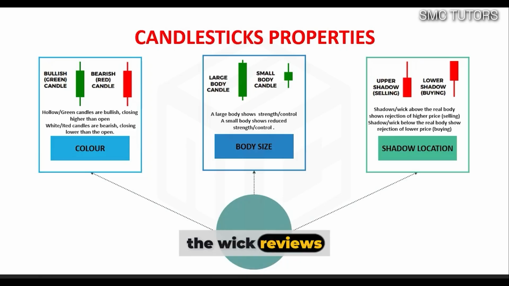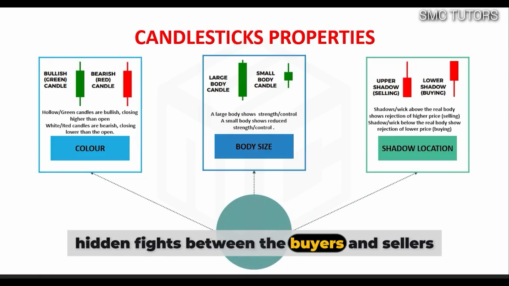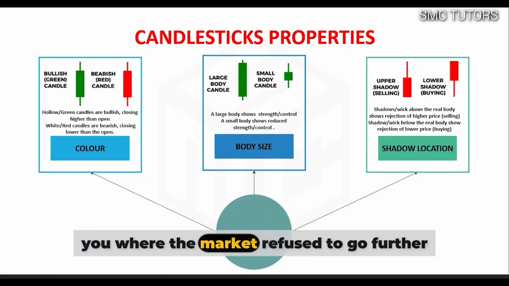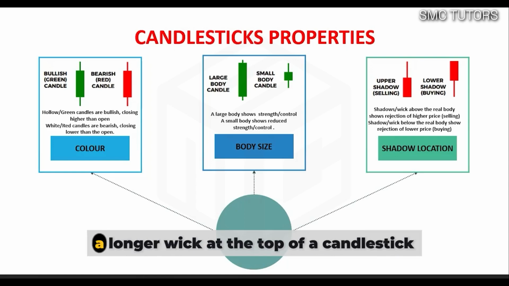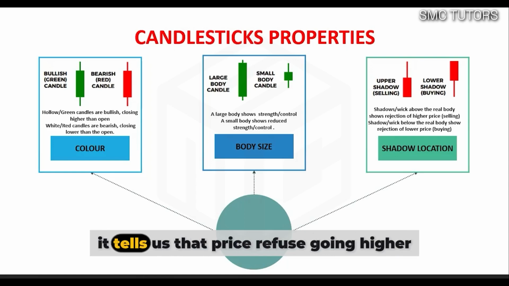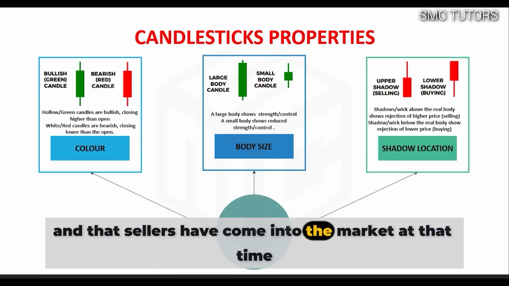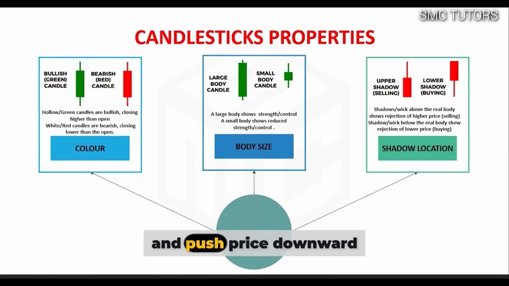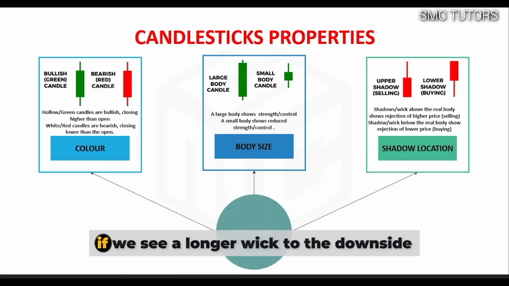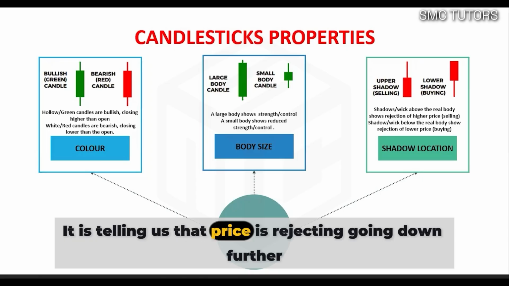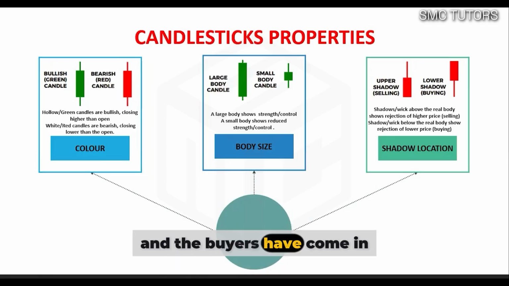The wick reveals hidden fights between the buyers and sellers, and it tells you where the market refused to go further. So if you have a longer wick at the top of your candlestick, it tells us that price refused going higher and that sellers have come into the market at that time and pushed price downward, revealing the wicks we are having in the market. If we see a longer wick to the downside, it's telling us that price is rejecting going down further and that buyers have come in and pushed price to the upside.